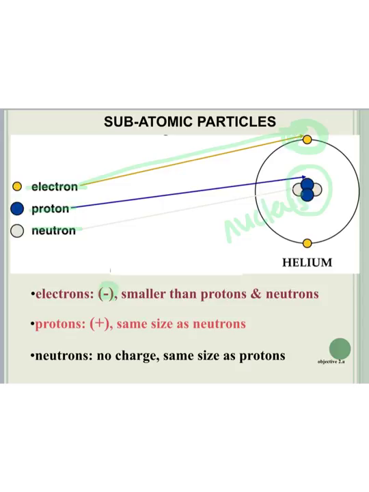Electrons are negatively charged, and they are much, much, much smaller than protons or neutrons. Protons and neutrons are both present in the nucleus. Protons are going to be positively charged, and they're about the same size as neutrons. Neutrons we're going to see also in the nucleus. And neutrons have no charge and are about the same size as protons. So within the nucleus, we have our protons and our neutrons. Electrons orbit out here around the nucleus.